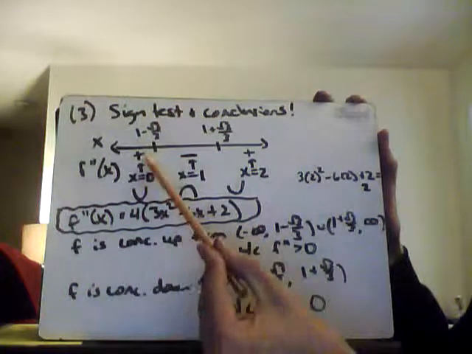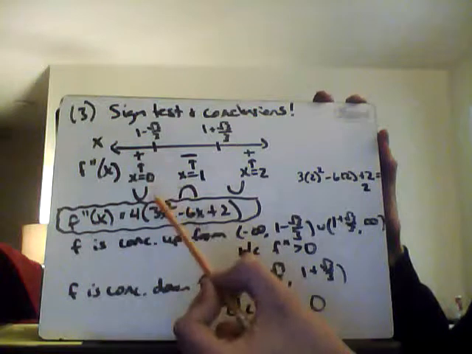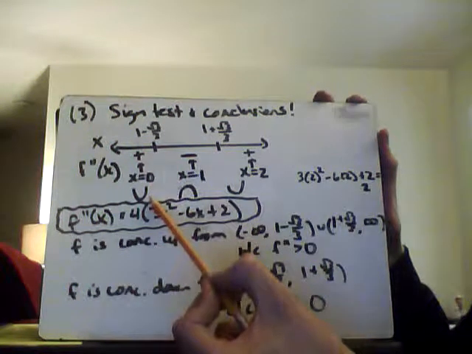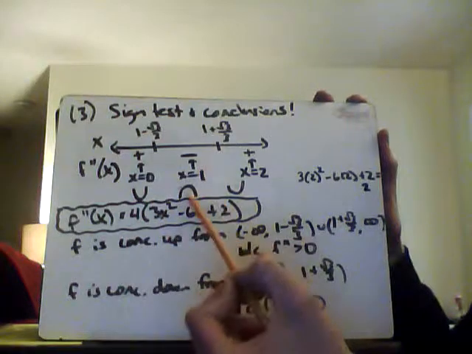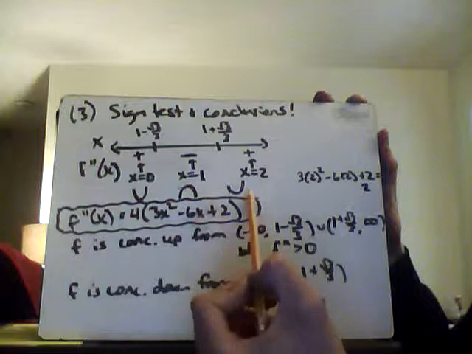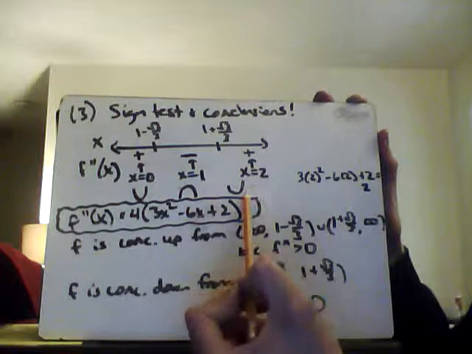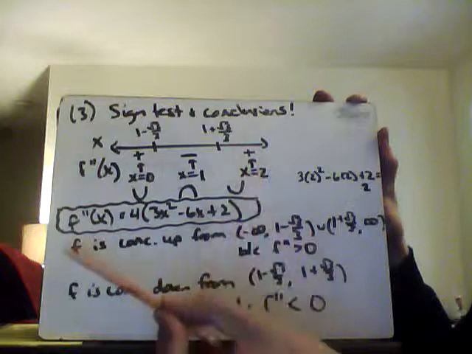Below each of these, I drew a little diagram explaining what the second derivative being positive means. It means that we're going to have a concave up function, which looks a little something like this, up like a cup. At x equal to 1, we're going to have a little concave down portion, down like a frown, and then up like a cup again at x bigger than 1 plus root 3 over 3, excuse me.